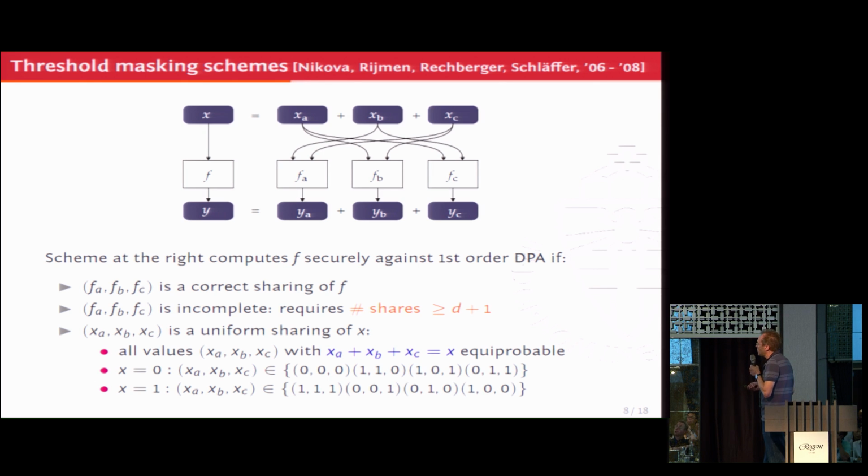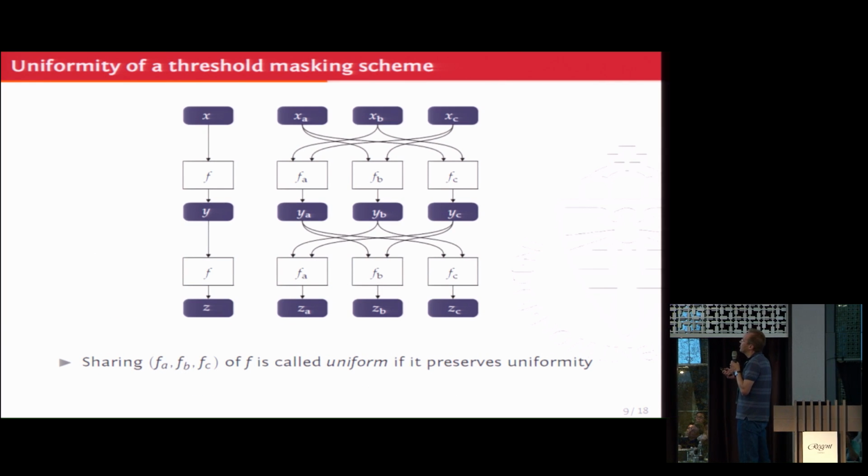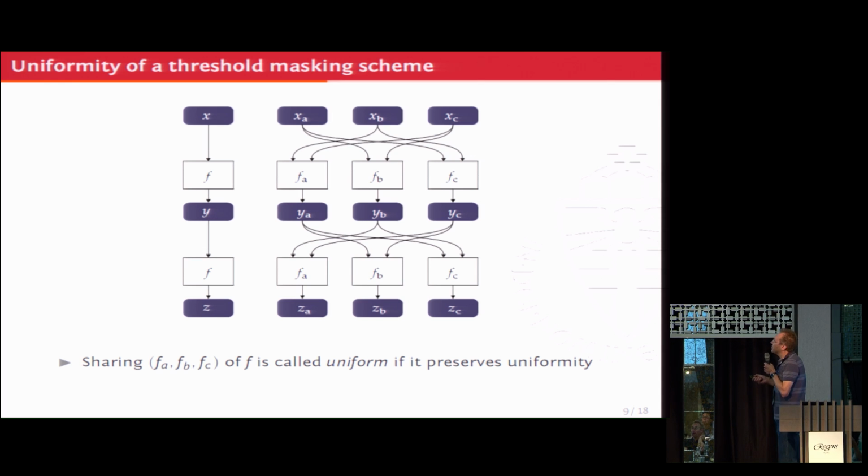But we have one more property of the sharing f. We want to do iterated computation. This is typically a round function, and we do it multiple times. If the input is uniformly shared, this doesn't leak. But we did not say that the output is uniformly shared. So we want this sharing, FA, FB, FC, to preserve uniformity. So if the input is uniform, then the output should be uniform.